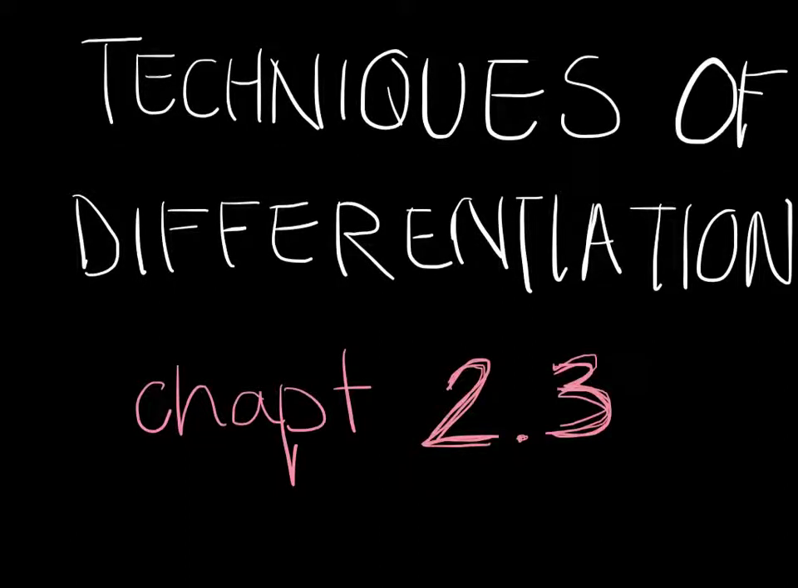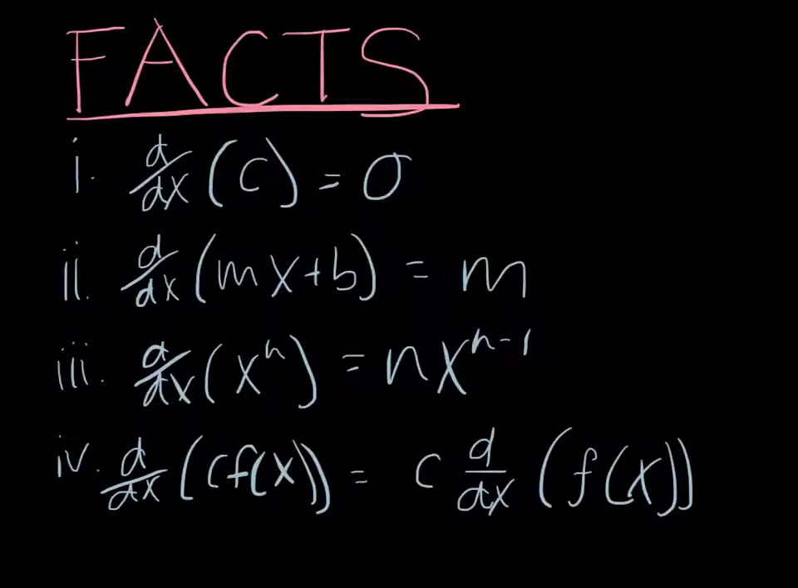This section contains some general rules that simplify the task of finding derivatives. We begin with some simple facts. For example, the derivative of a constant c is always 0. The derivative of a line, basically, where the derivative of mx plus b is m, like we saw in the last section.